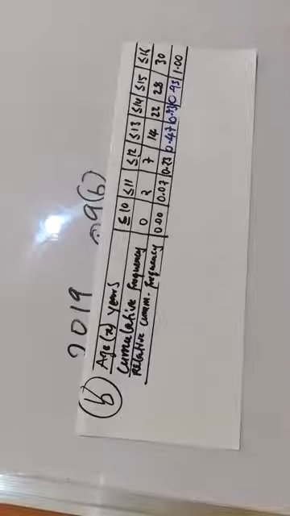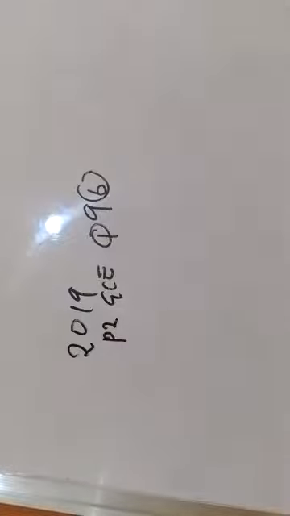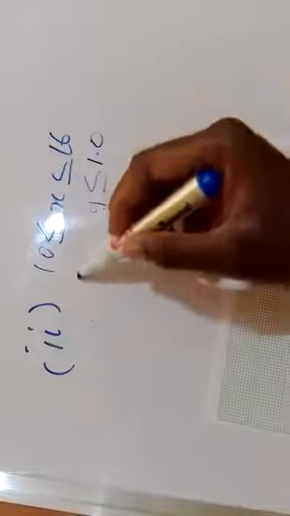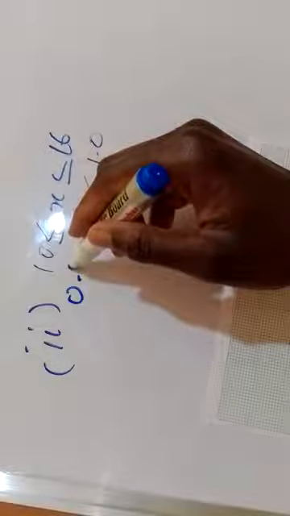That was question 1. Question 2 says using a scale of 2 centimeters. On this we should use a scale of 2 centimeters to represent 1 unit on the x-axis, where x is ranging from 10 to 16, and a scale of 2 centimeters to represent 0.1 unit where y is ranging from 0 to 1. That is the domain and the range that has been given to us.